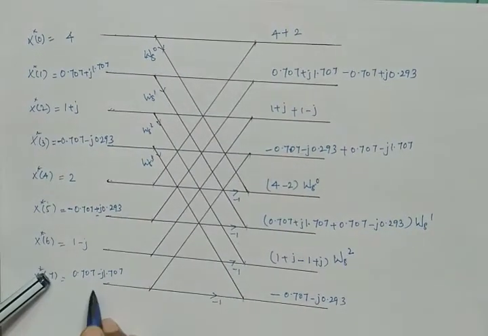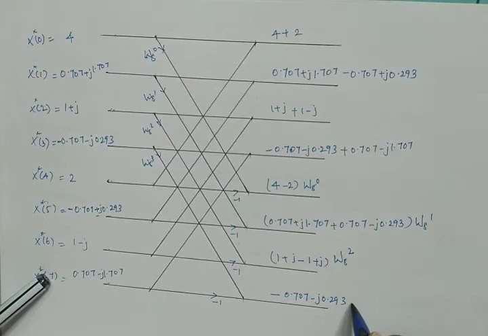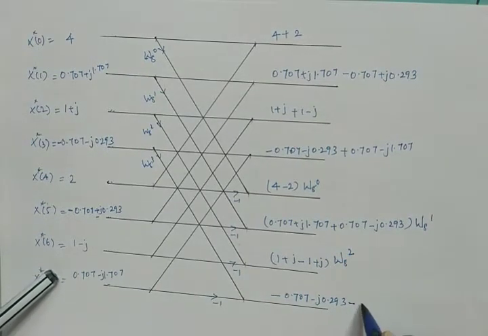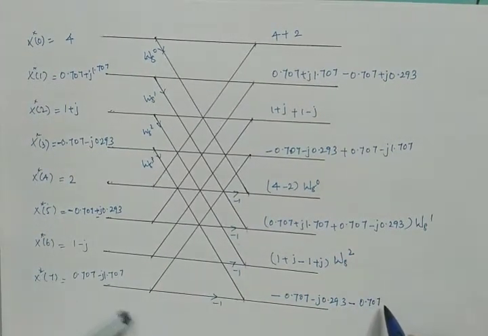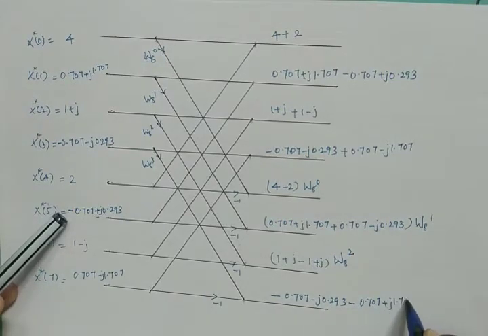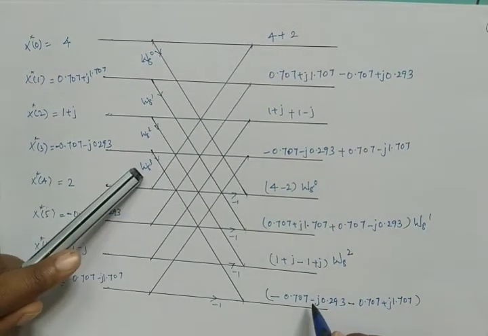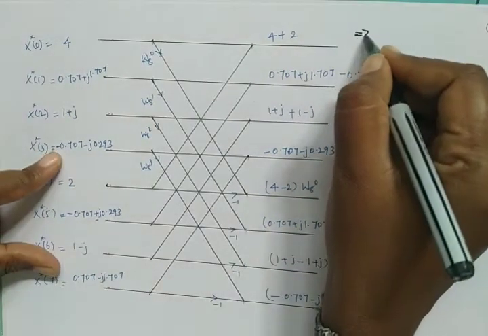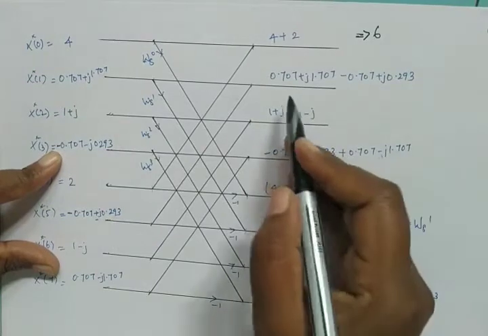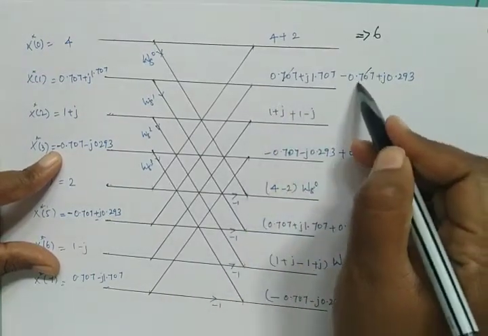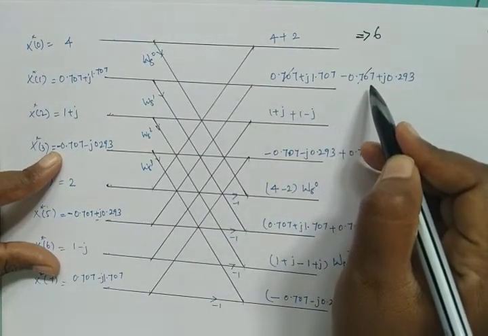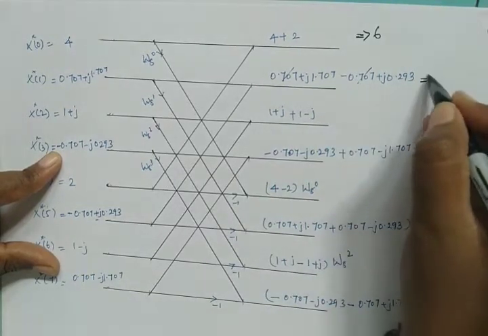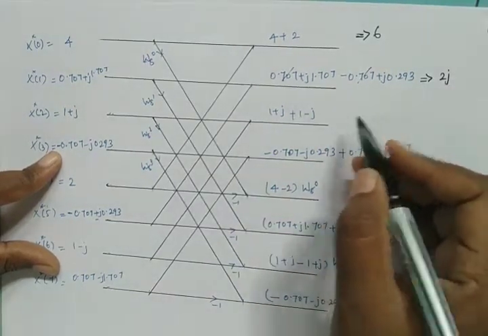Then the next one, here we have minus. So multiply with this: plus into minus will be minus 0.707, minus into minus plus j 1.707, into twiddle factor W8 power 3, because this line is coming here. Now what we have to do, write the answers for this. So 4 plus 2 is equal to 6 here. Then the next one, here we have 0.707 and here we have minus 0.707. And now add this so that we will get 2j.